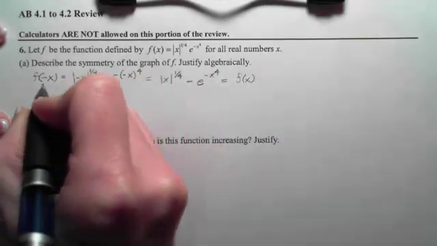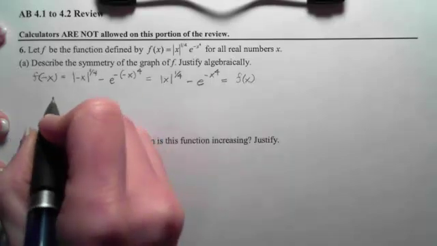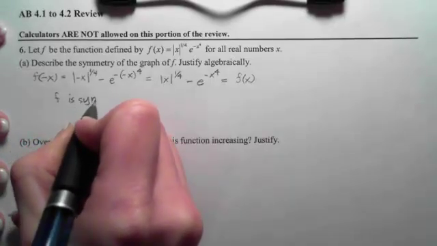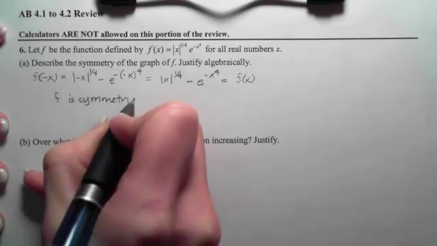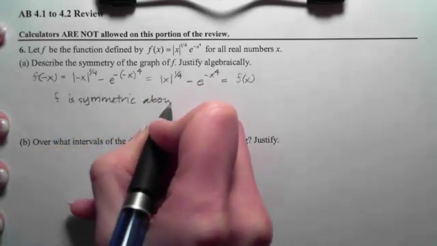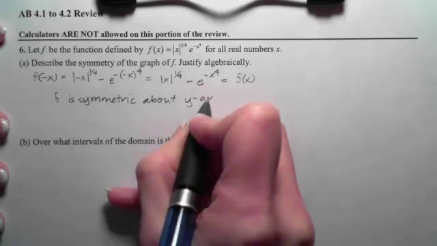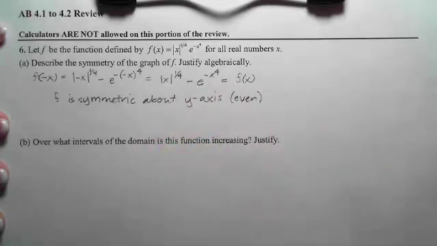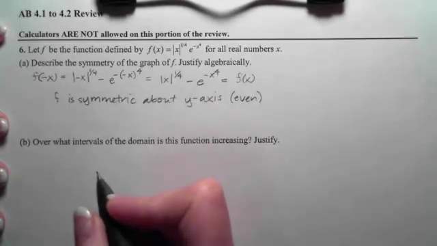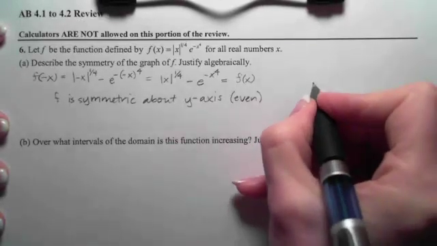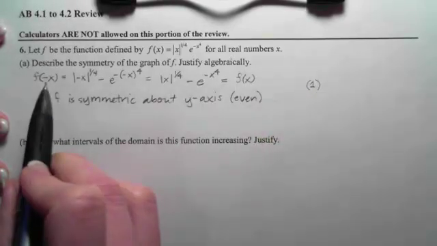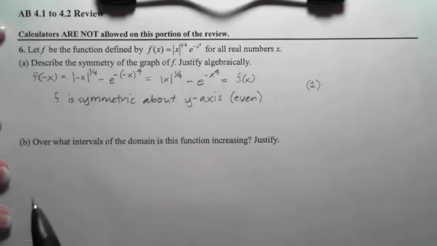Because f of negative x equals f of x, we can say that f is symmetric about the y-axis, or we can say it's even, your choice. That piece is worth 1 point. You've got to have even or y symmetry and the justification where f of negative x equals f of x.